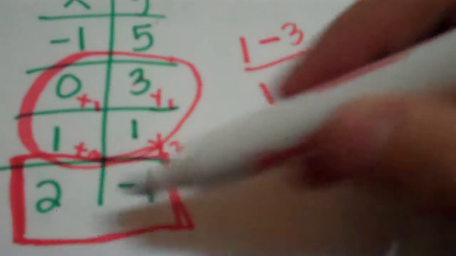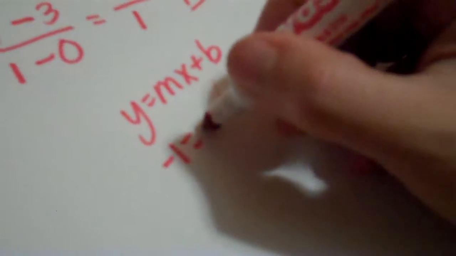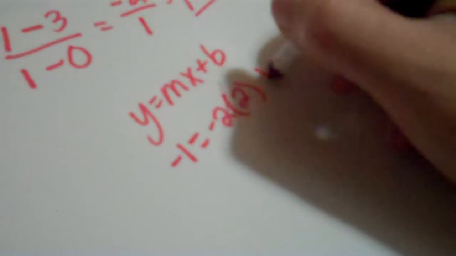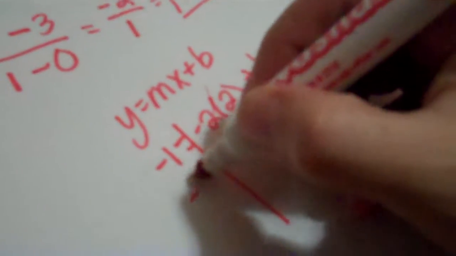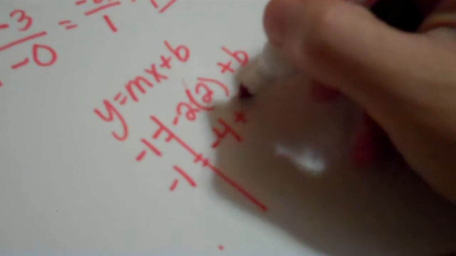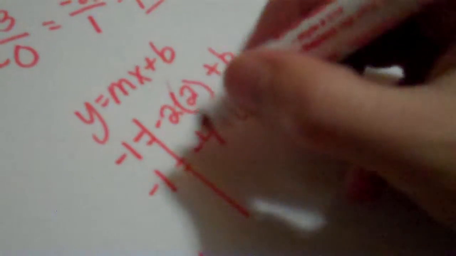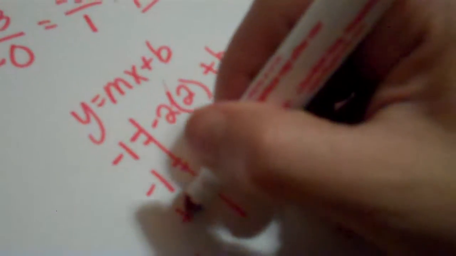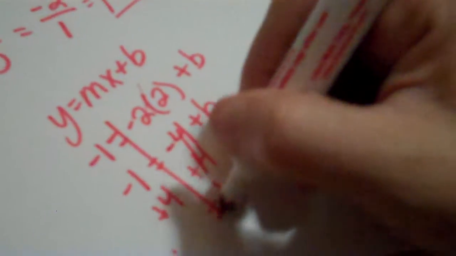Okay? So my y value here is negative 1. You told me the slope was negative 2. And then my x value is 2. Plus b. Negative 1 comes down. Negative 2 times 2 is negative 4 plus b. And then I have to get rid of this guy. So the opposite of a negative 4 is a positive 4. Negative 1 plus 4, you can do it in your head or the calculator. It's just a positive 3. Good. And now let's write this out. Y equals negative 2x plus 3.